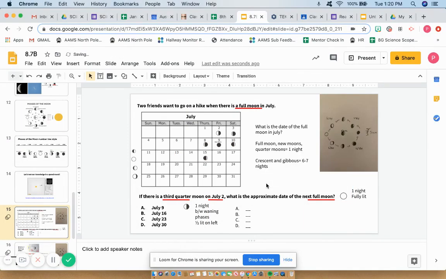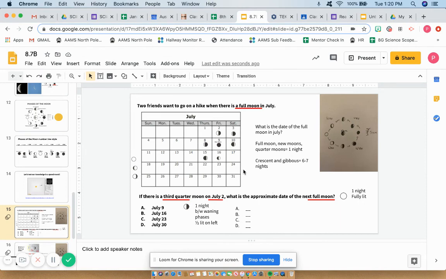What comes after our waxing crescent? It is the first quarter. Our light is on the right. Our moon is halfway lit up. Now, does our first quarter last for more than one night? 6 to 7 nights? It does last for one night. So what is our next phase?